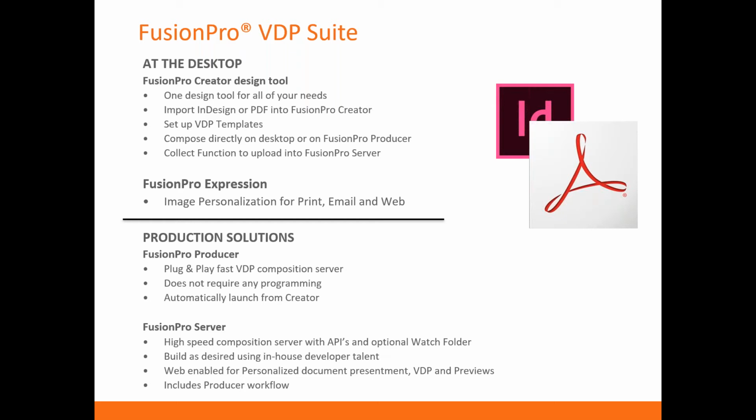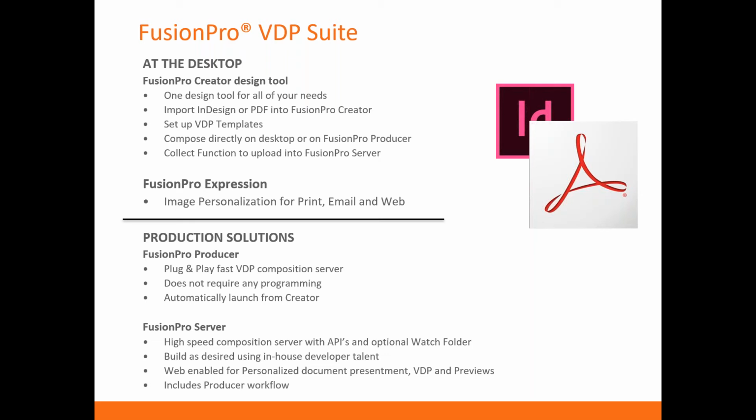Then on the production side, we have Fusion Pro Producer. For the Fusion Pro Creator folks that are doing more data than what the desktop can handle, this is a great application because it's very, very fast, up to 10 times as fast, and it has a much better workflow in that it can drop the composed file off into a RIP, for example, and then let you know that it did it. So great workflow. Also on the production side is Fusion Pro Server, and many of the case studies that we're going to look at, in fact, all of the case studies that we're going to look at were enabled by Fusion Pro Server.